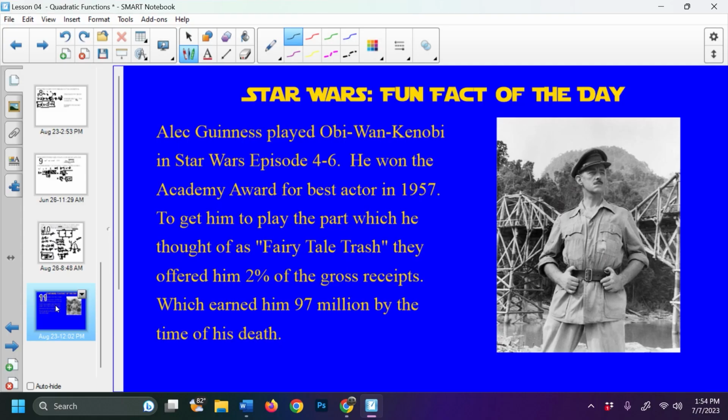To the Star Wars fun fact of the day. Alec Guinness played Obi-Wan Kenobi in Star Wars Episodes 4 through 6. He won the Academy Award for Best Actor in 1957. To get him to play the part, which he thought of as fairy tale trash, they offered him 2% of the gross receipts, which earned him $97 million by the time of his death. More than any other movie that he was ever in. So, good thing for fairy tale trash. Gotta love Star Wars.